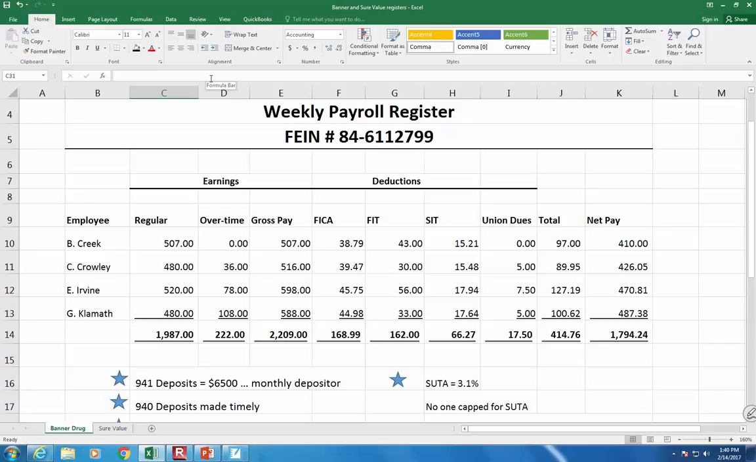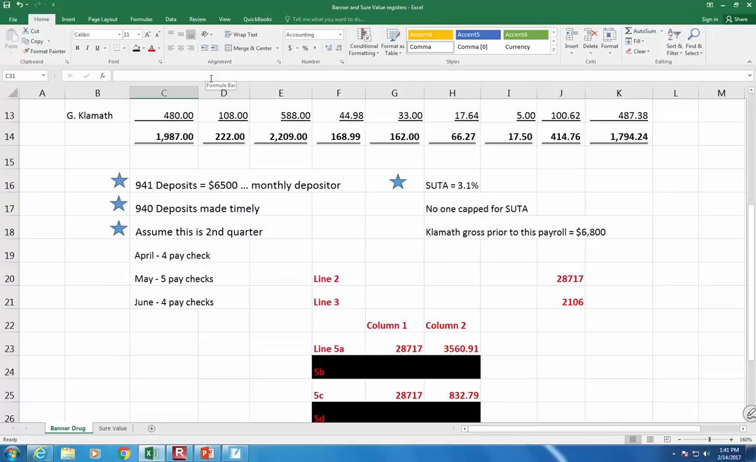That's one paycheck. But what they want on the second page is how much you owed for a month. Well, then you times it by four, depending upon which month you're on. In April, there were 4 checks. May, there were 5 checks. June, there were 4 checks.